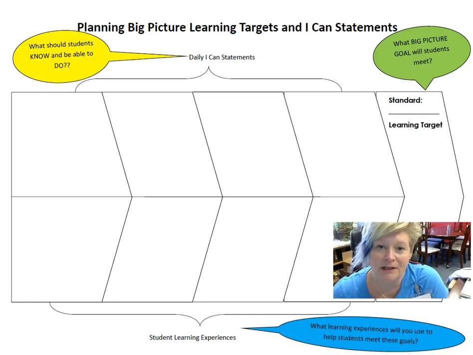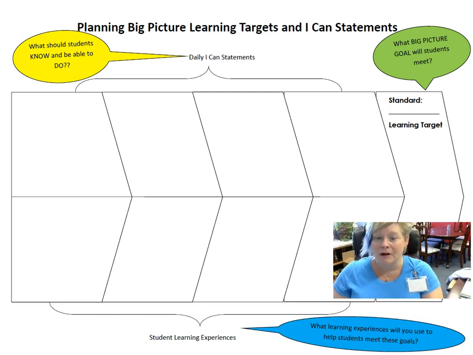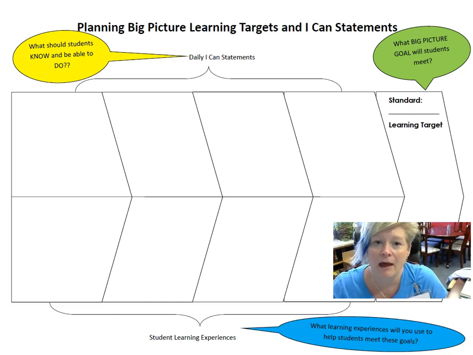I wanted to take just a minute to summarize what we talked about today regarding big picture learning targets and individual I can statements. The graphic organizer here, I think, can help you understand how all those pieces fit together if you are more of a visual learner.